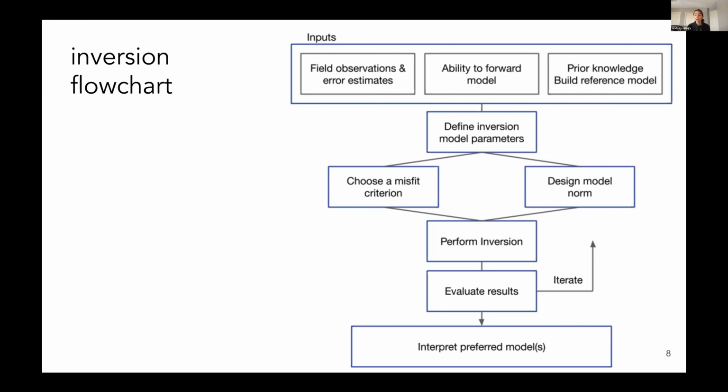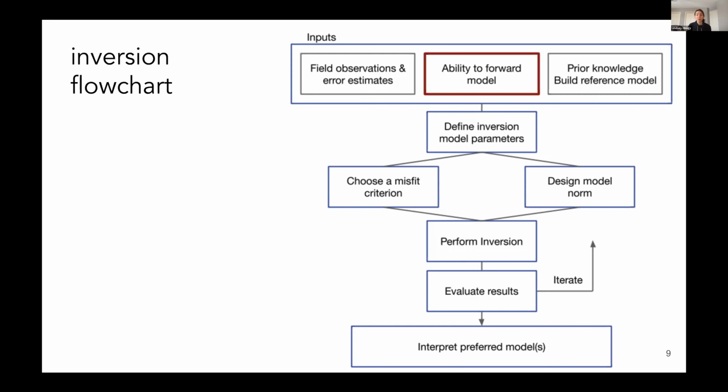From there, we'll go ahead and define the inversion parameters. What I mean by that is what we're actually inverting for. We'll construct a statement of an inverse problem by choosing a misfit criterion and a model norm. Perform the inversion, then you typically end up evaluating the results, and it's an iterative process where you go in and adjust parameters and often end up running multiple inversions before you get to a final result that you interpret. So what we're going to do is walk through this step by step.